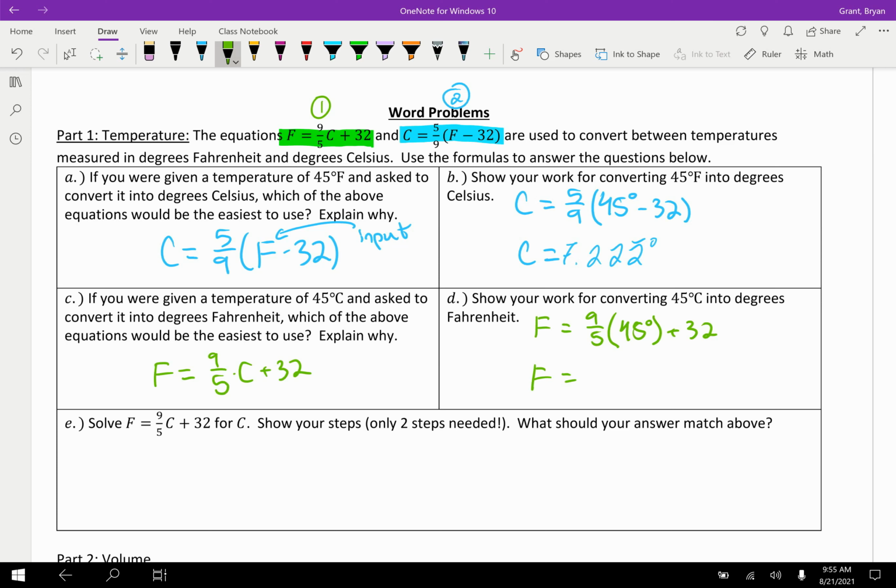You can use the Desmos calculator, but I think you'll find if this is 45 over 1, you can cross-reduce these. You can divide them each by 5. So if I divide my first one by 5, 5 divided by 5 is 1, 45 divided by 5 is 9. So really this just becomes 9 times 9 plus 32. 9 times 9 is 81. 81 plus 32 is 113 degrees. Again, not a bad thing to use a calculator, but don't forget that mental math shouldn't be too terrible either.